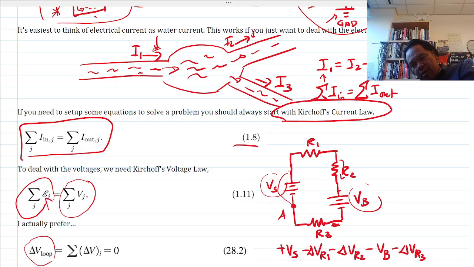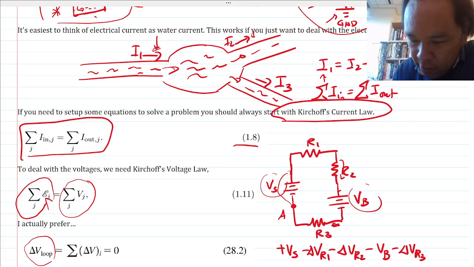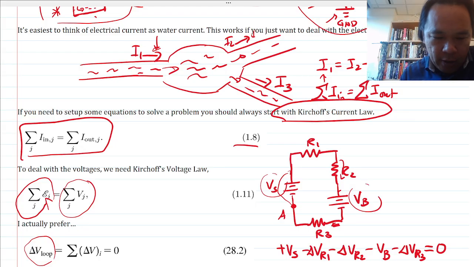If you're back at exactly the same point, your voltage better be the same, right? Because you're literally looking at the same place. So all of this turns into 0. That's the way I like to think about it.